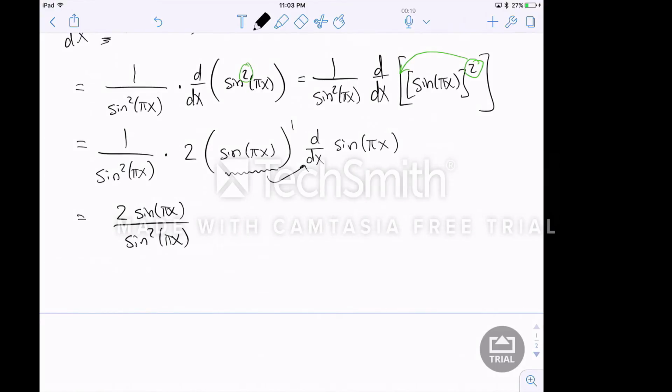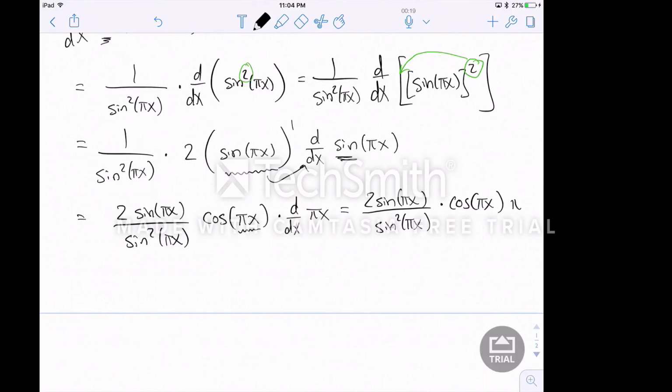Now, we do have to do the chain rule again because our sine is acting as our outer function. So remember the derivative of sine is cosine. So we differentiate sine, leaving the inside alone. And now we multiply with the derivative of our innermost function. So the derivative of pi x: remember the derivative of x is 1, pi is a constant, so it can come out front. So we'll have 2 sine of pi x over sine squared of pi x times cosine of pi x times pi.